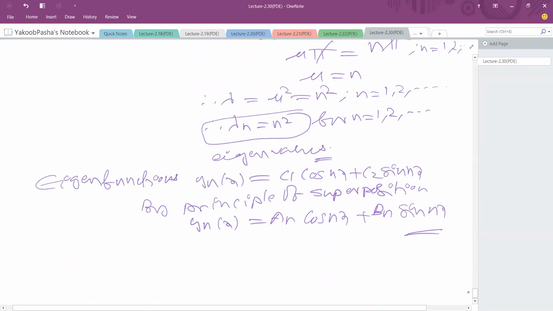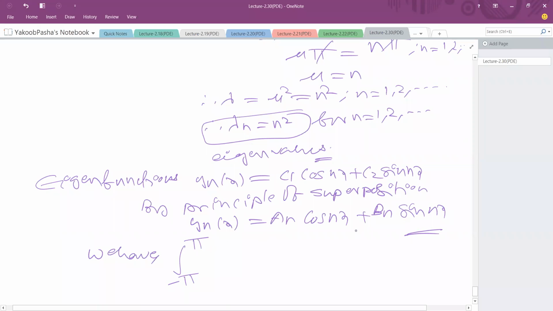And we consider the integral. Here the limits are minus pi to pi. It is a periodic function. Limits will be taken from minus pi to pi.